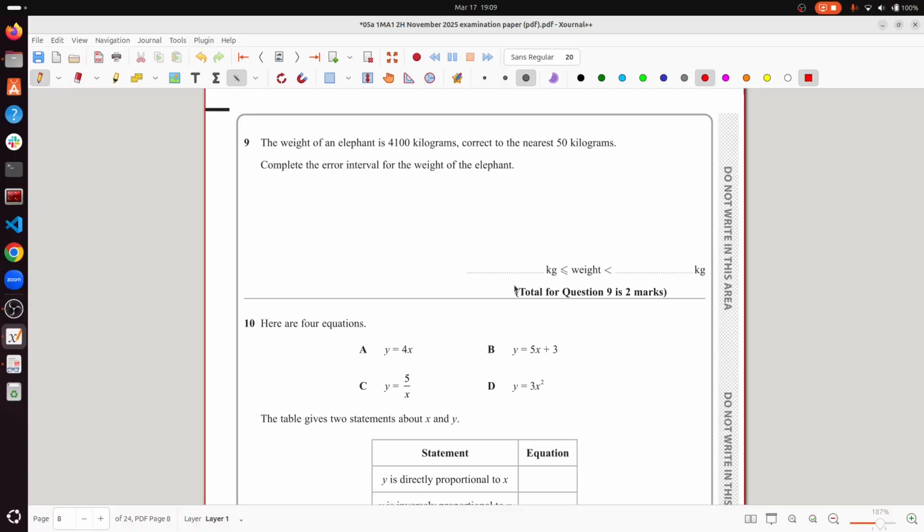Number 9 says the weight of an elephant is 4,100 kilograms, correct to the nearest 50 kilograms. Complete the error interval for the weight of the elephants. So we have 4,100 kilograms. The next nearest one is 4,150. The one below it is 4,050. In between it, I have 4,125. In between that, I have 4,075. And that is my error interval.